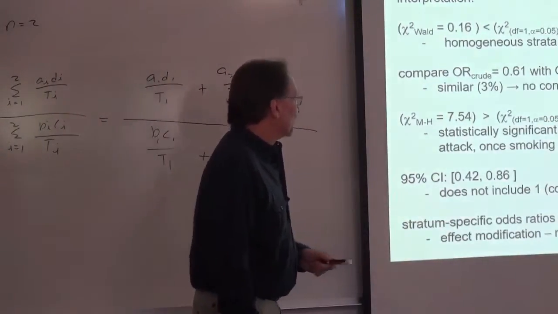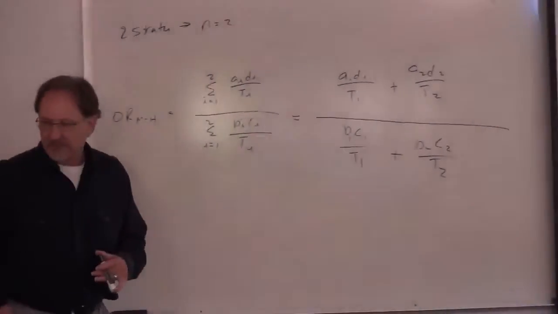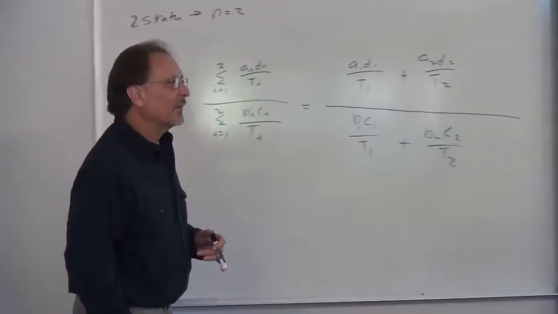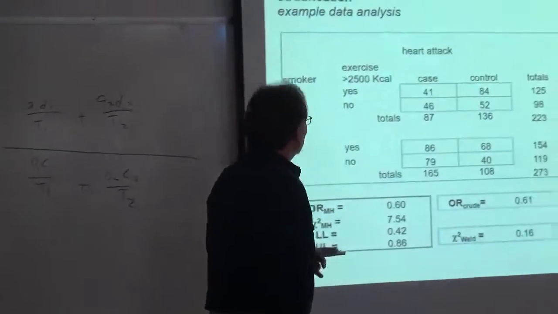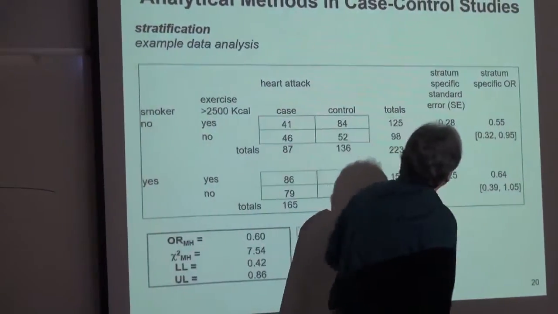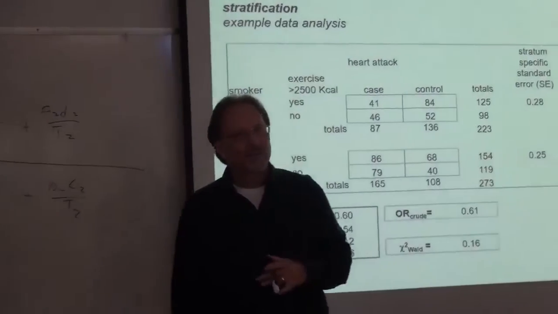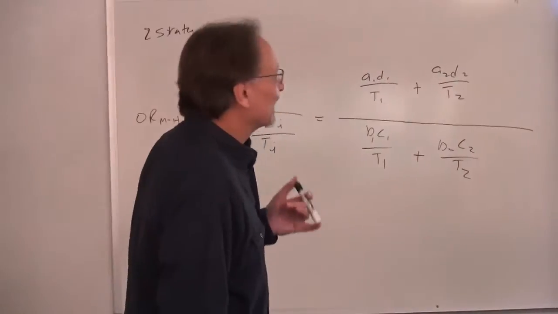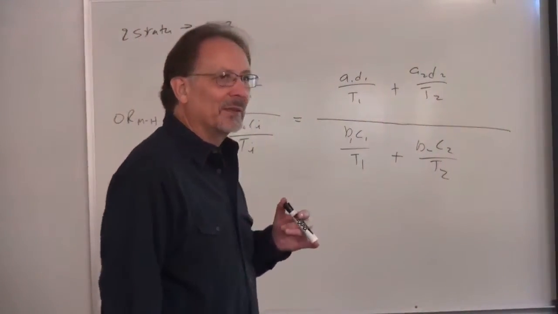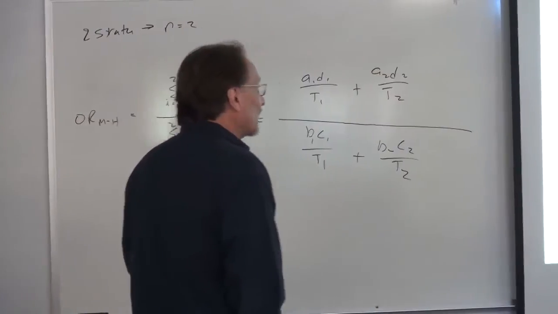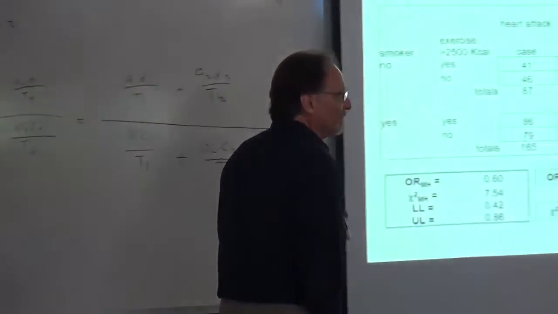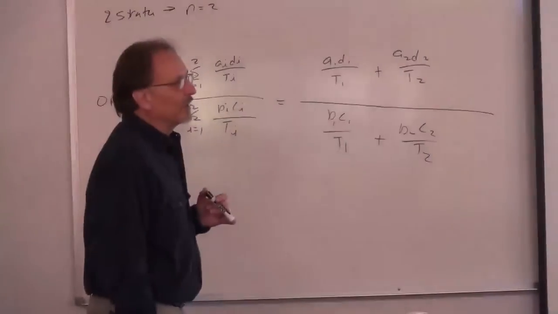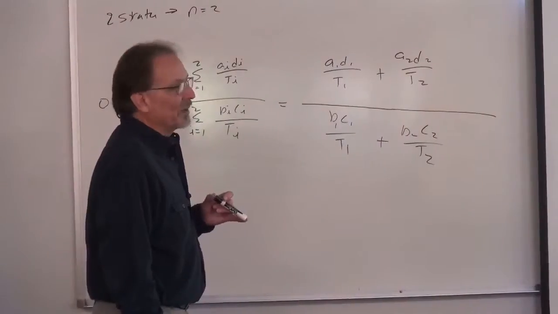And now let's look at the stratum-specific odds ratios. We've already established there's no confounding, but it looks as if there is some effect modification, because you get more protection from exercise if you don't smoke than if you do smoke. Big surprise there. But that's why I like to use something that's intuitive and makes sense. So that implies an effect modifier. We have a greater protection from exercise if we don't smoke.